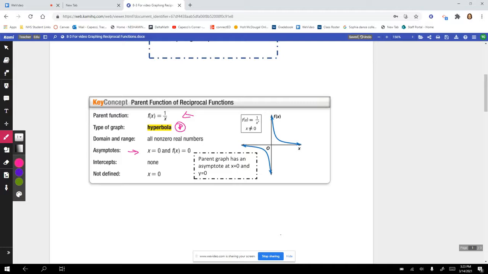Okay, so in this case, we know that x can't be 0. So we know that my x value can't be 0. It can be anything but. It could be 0.0001 or negative 0.001. It just can't be 0. Okay, and we're going to have the same thing with our y value as well. It's going to be very close to y equal to 0, but it's not going to touch it.